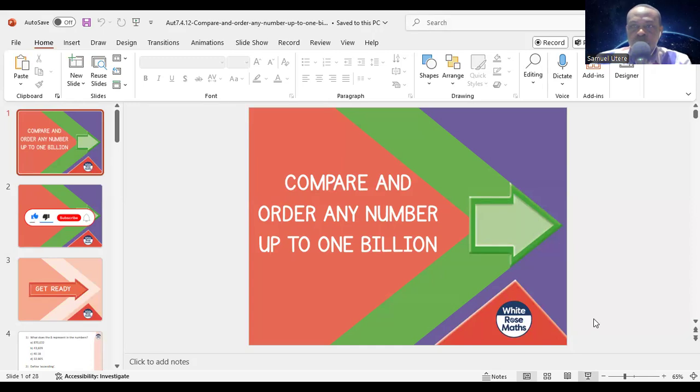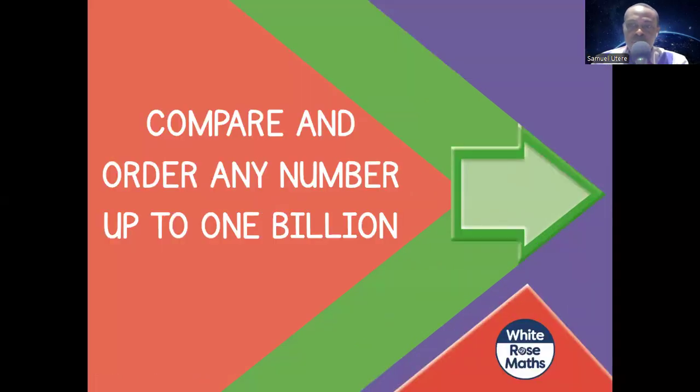So, in your previous lesson, you learned how to position numbers on a number line, not just any number, decimals. In today's lesson, you're going to learn to compare and order any number up to 1 billion.